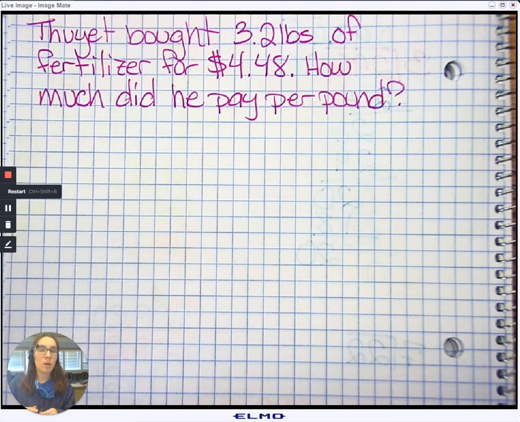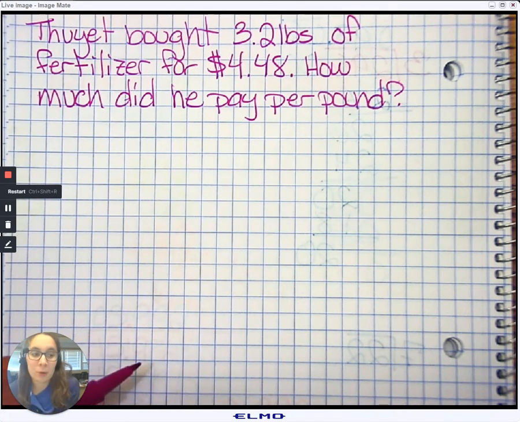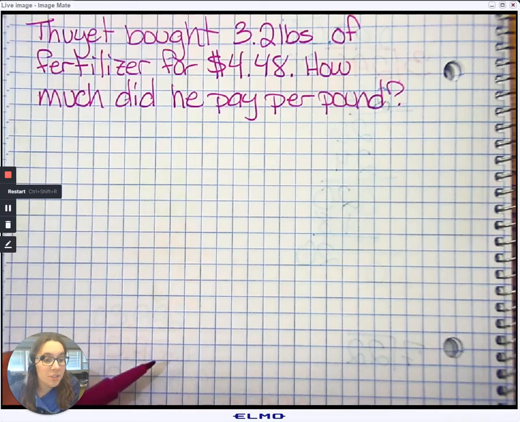Alright, this is example 1 of lesson 2.6, dividing decimals by decimals. And we have our friend Tway here, who bought 3.2 pounds of fertilizer for $4.48. How much did he pay per pound? So, regular division problem. Nothing different there.